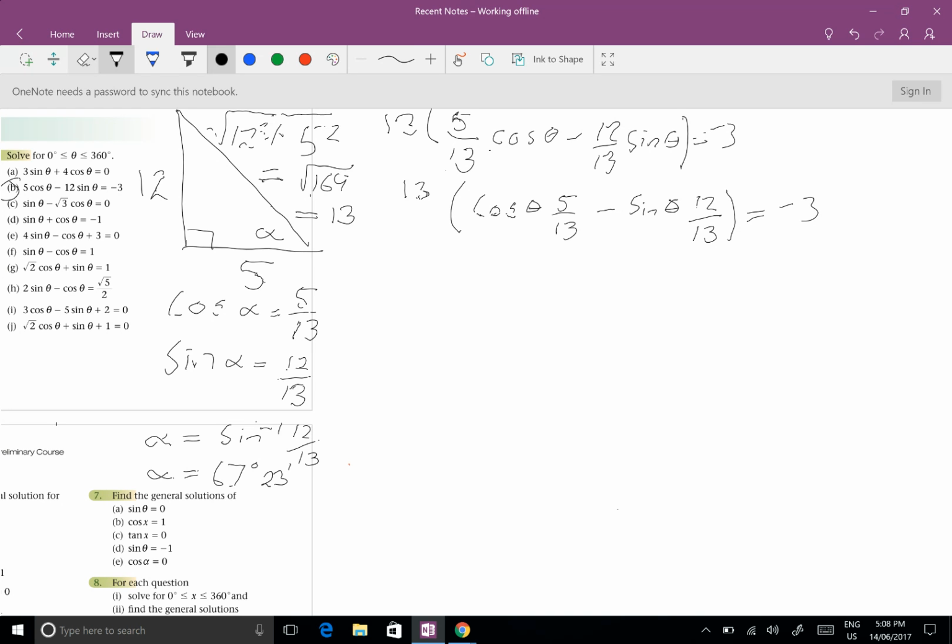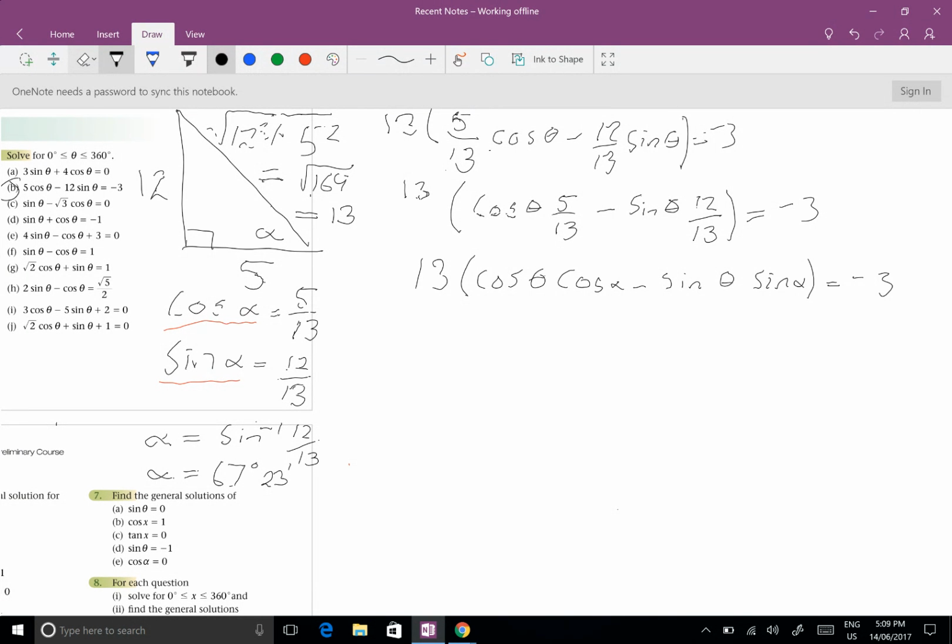So let's go back to our equation. And everywhere we see 5 on 13, we're going to substitute cos alpha. And 12 on 13, we're going to substitute sine alpha. So 13 cos theta, 5 on 13 cos alpha, minus sine theta, sine alpha. And that all equals minus 3.